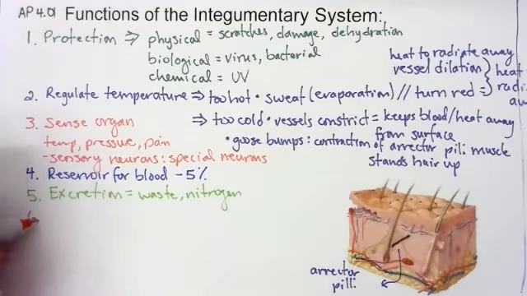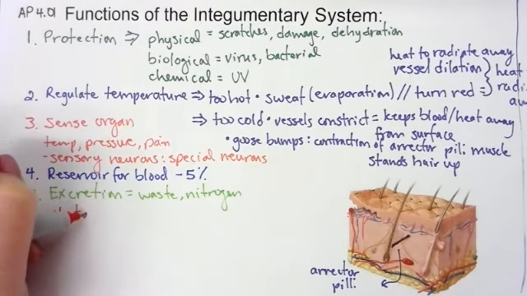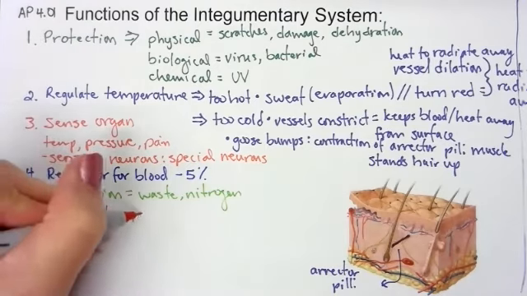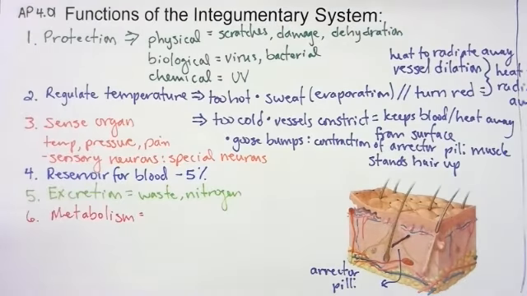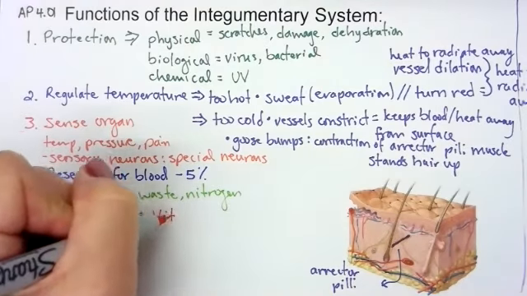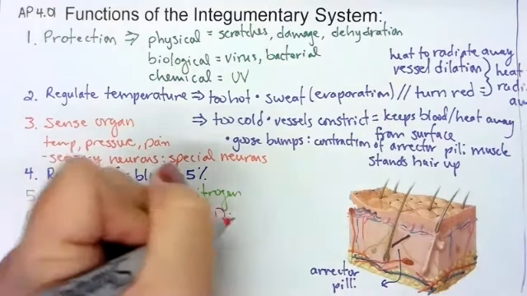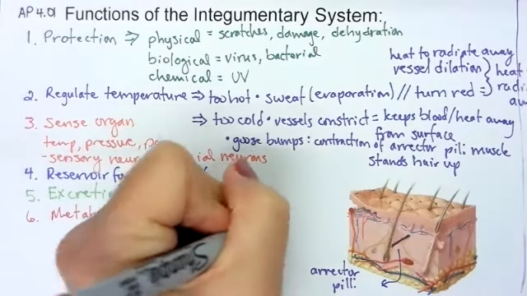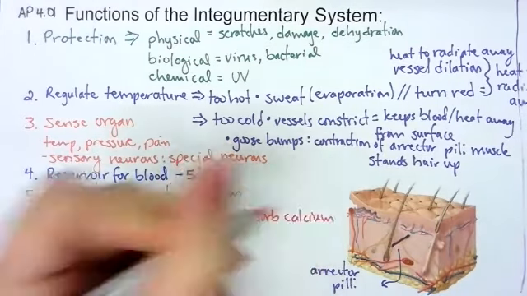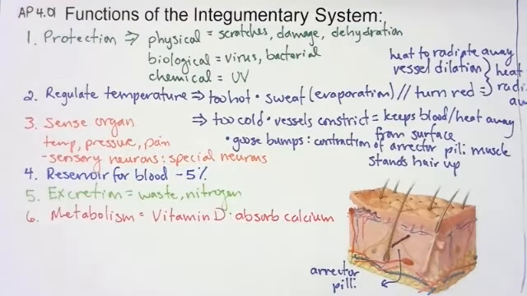The last thing we have is metabolism. Well, what is it that we're metabolizing? Actually, we would call it vitamin D. Vitamin D allows us to absorb calcium. Without it, you can't absorb a drop of calcium. And without calcium, you will die. Your muscles will not work. Your heart has to have calcium. So it is extremely important.